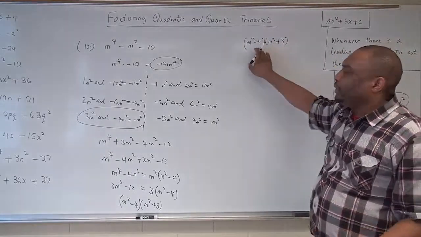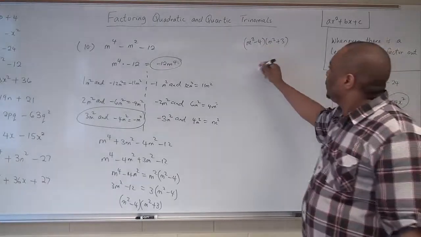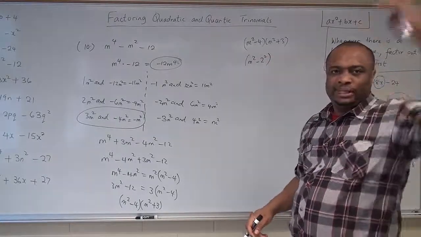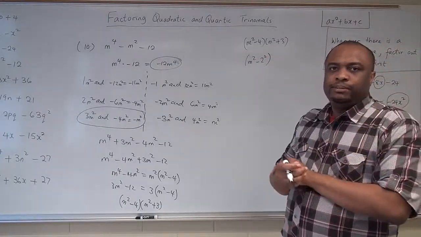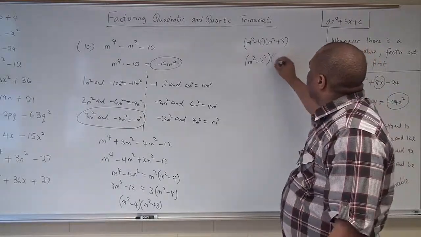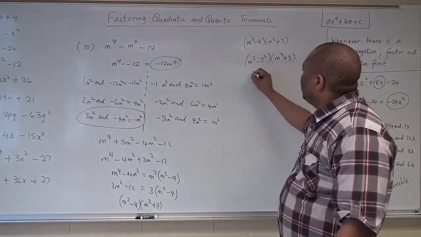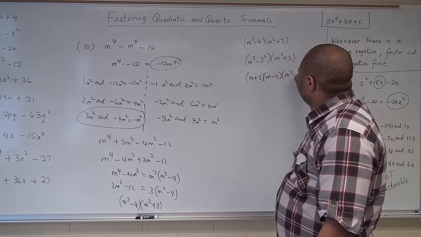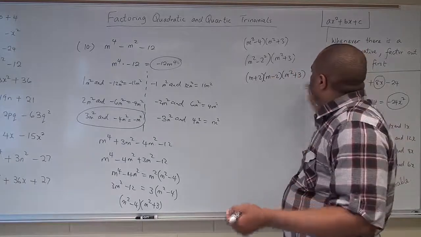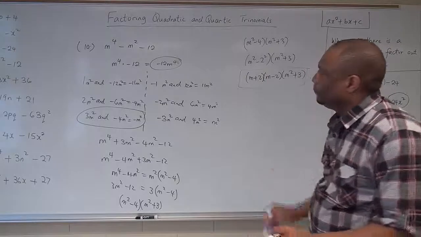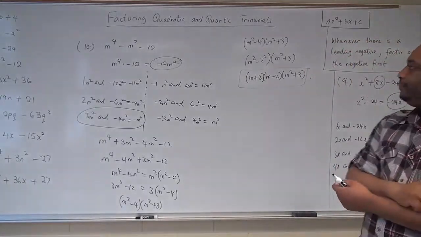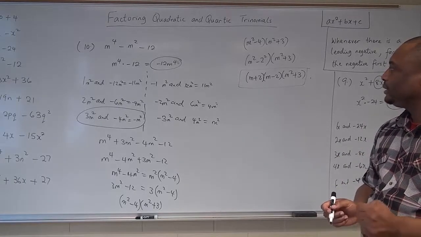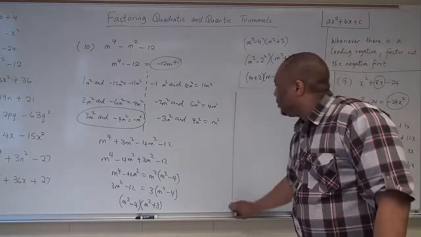We still have to do something here because this is a difference of 2 squares. So this is m squared minus 2 squared. We did this video. It's in the playlist, so please view it. Okay? Then m squared plus 3. And this will be m plus 2 times m minus 2 times m squared plus 3. That becomes your answer to question 10. Okay. Question 11.